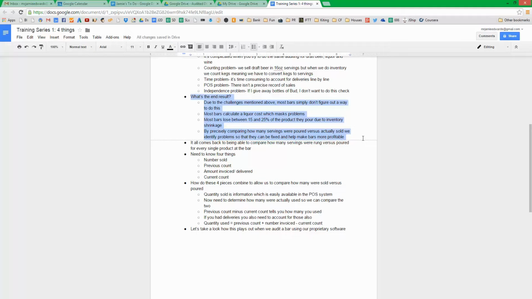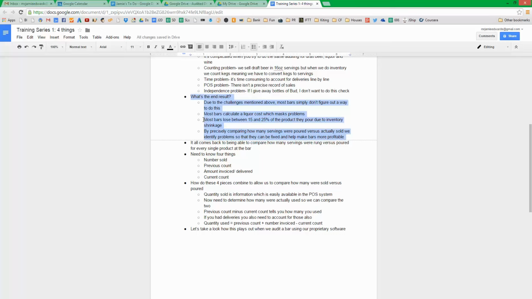With this example, we're trying to know how many bottles of Bud were rung and how many were poured. That's very granular because we're dialing down into individual products. Whereas because it's easier to do this, most bars just calculate a percentage cost by category. So they'll be able to tell you what the percentage cost is for draft beer, bottled beer, liquor, and wine, but they don't go into any more detail than that.